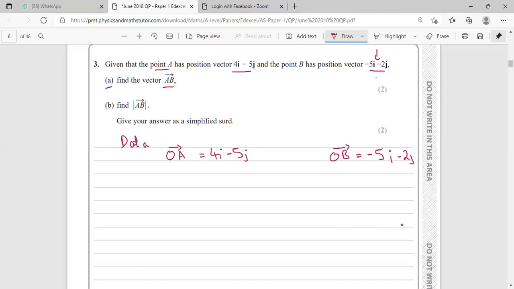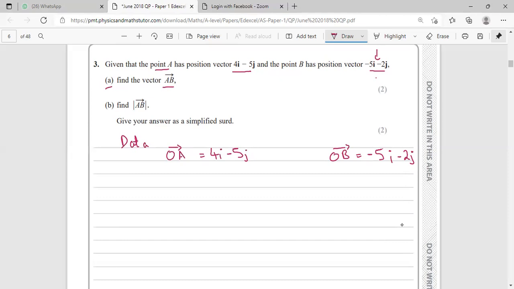Are you guys familiar with vectors? No, ma'am. No. Okay. All right. So, I'll try explaining this.